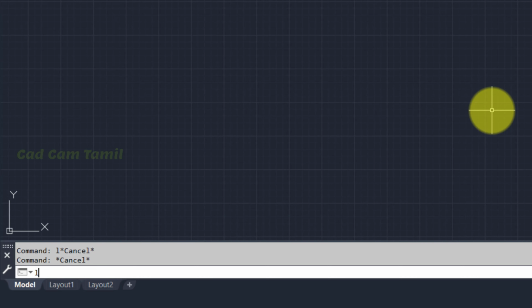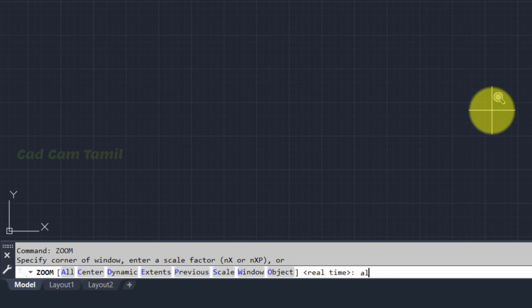As usual, first we have to set the limits: lower left corner 0, 0, upper right corner 420, 297. Already I have 420, 297, so no need to change anything. Just press enter, and immediately give zoom all.